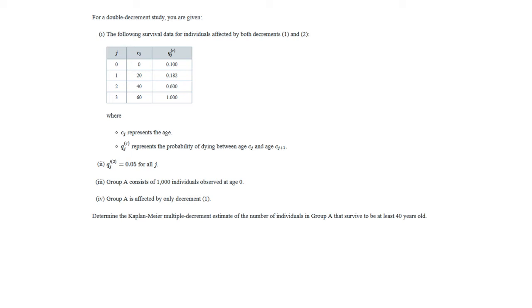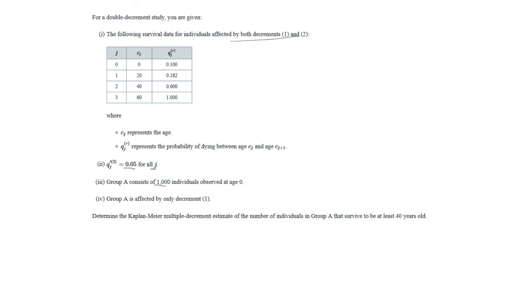Here we're given the survival data for individuals affected by both decrements 1 and 2. Okay, so CJ represents the age, QJ tau represents the probability of dying between age CJ and CJ plus 1. We're given Q prime J for decrement 2 is 0.05 for all J.